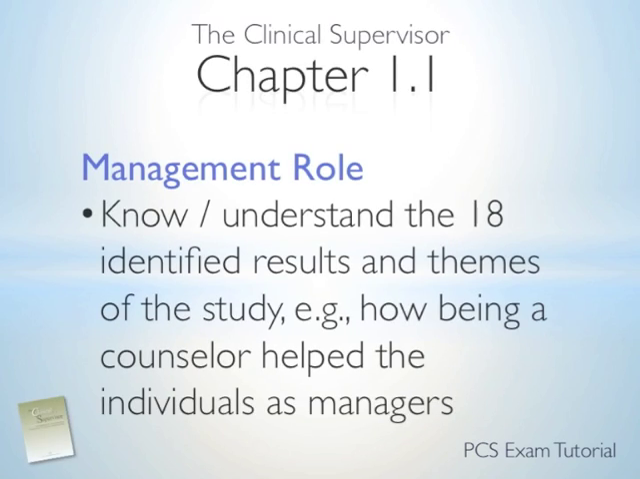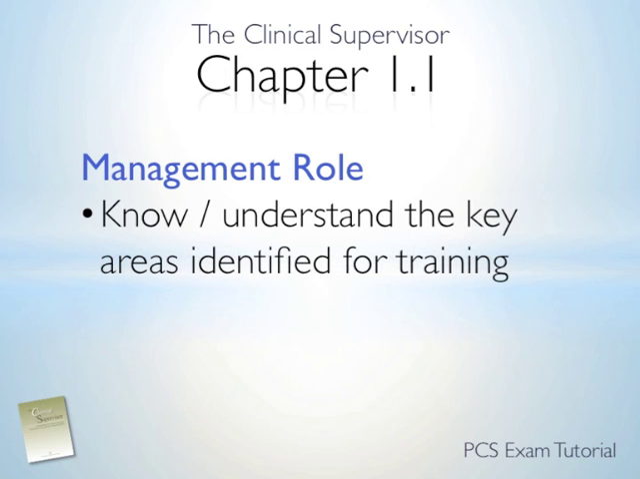We will go through this entire publication chapter by chapter and point out the areas that you should be most familiar with, starting with Chapter 1.1. You should know and understand the 18 identified results and themes of the study discussed in this chapter. For example, how being a counselor helped the individuals in their management roles, and then also know and understand the key areas identified for training.